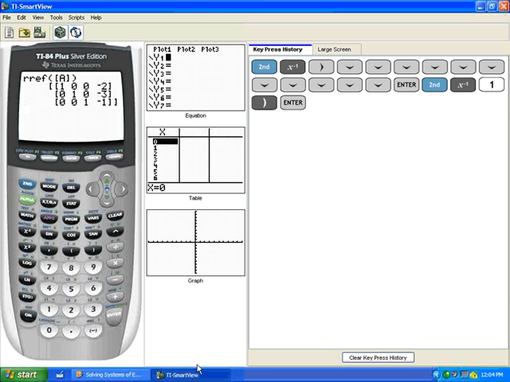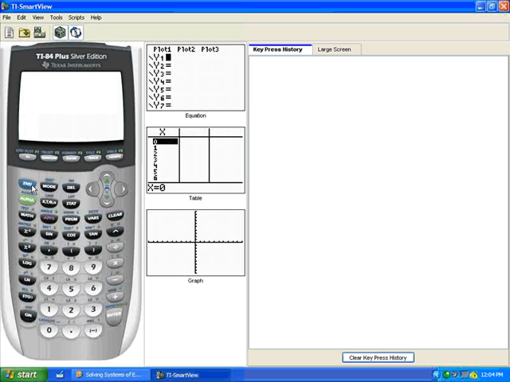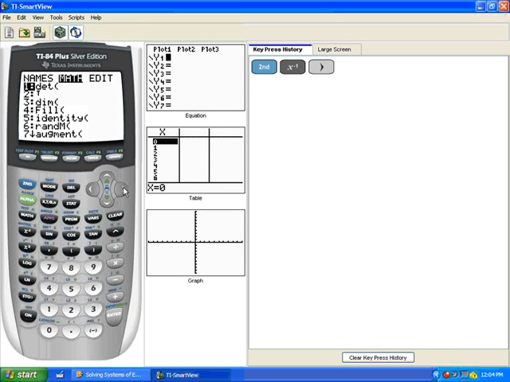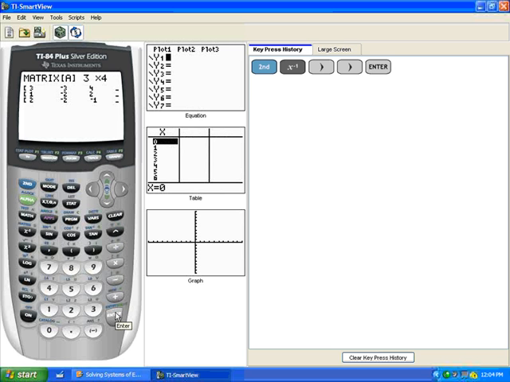Go back to the calculator, clear out what we've got, go back to the matrix menu, go back to edit, put it back in matrix A again. We still need a 3 by 4.